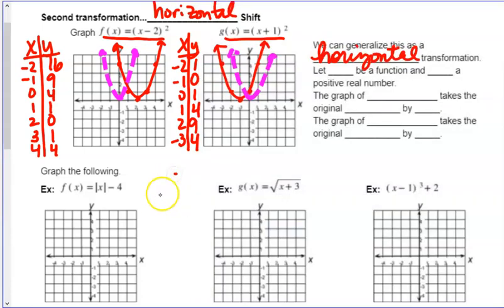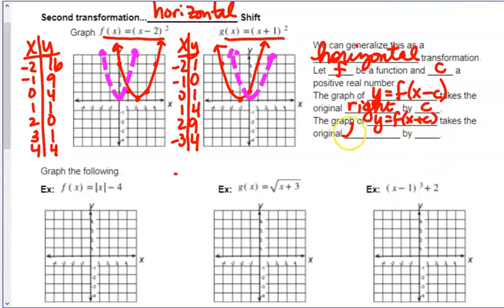transformation, we're going to let f be a function and c be a real number. Then our graph, y equals f of x minus c, so inside there, grouped with the x value, take the opposite of what we're looking at. It's going to go to the right by c. And we have a graph, y equals f of x plus c. That's going to take our graph to the left by c. So anytime it's grouped with that x, inside with the letter, you are going to have a horizontal shift.